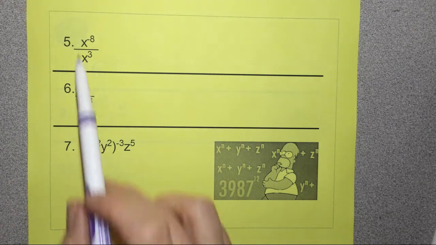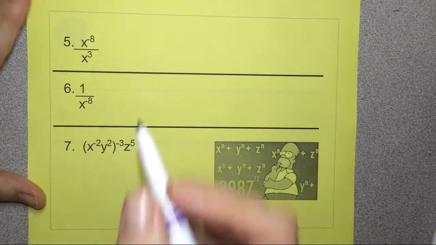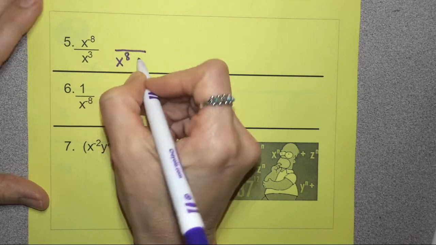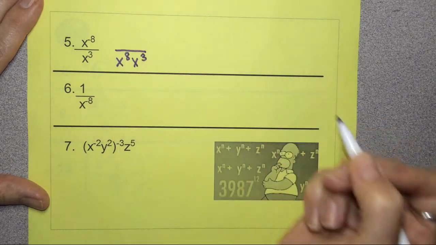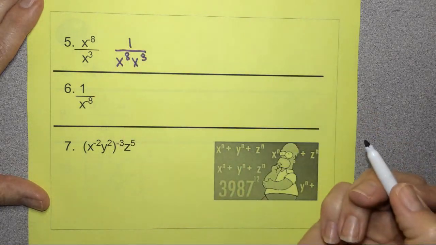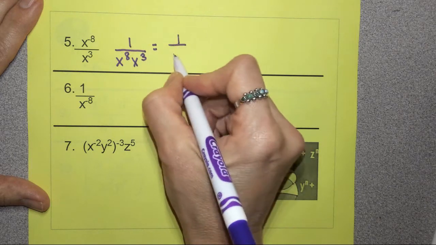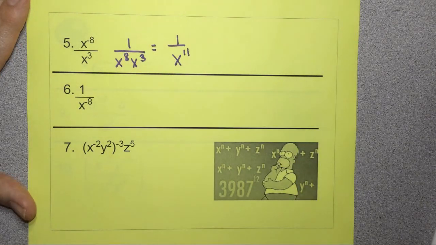Number 5, we've got a negative exponent, x to the negative 8. So I have to move it from the top to the bottom. I already had an x to the 3rd on the bottom, so it stays. I put a 1 on top to hold the spot. On the bottom, we're going to add our exponents, and I get x to the 11th.